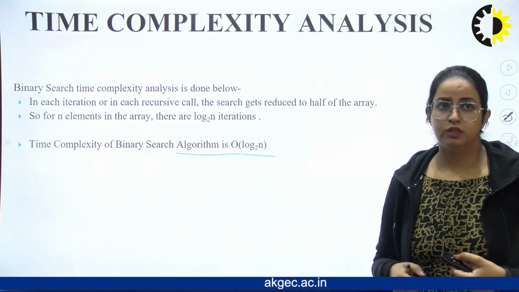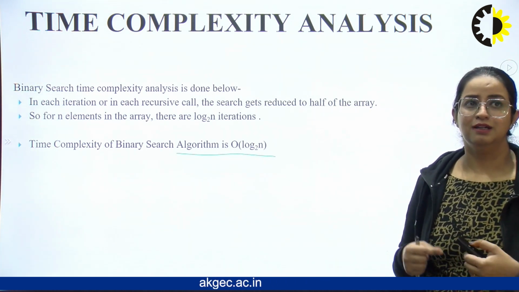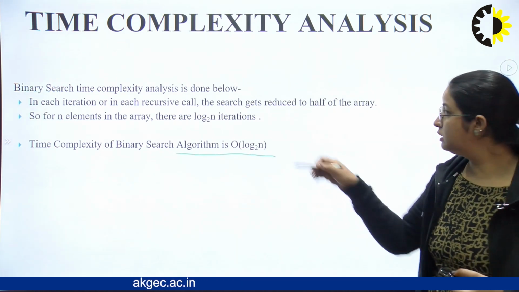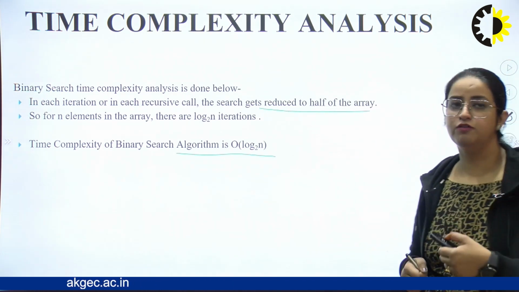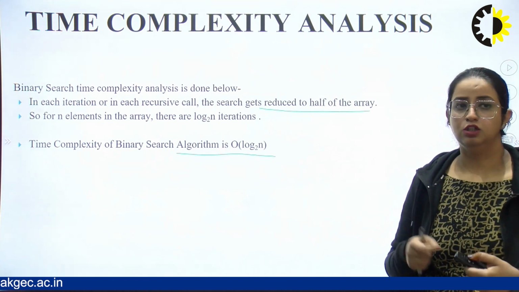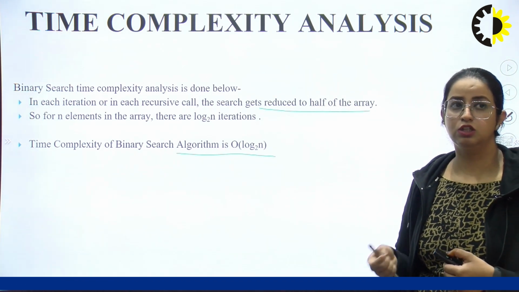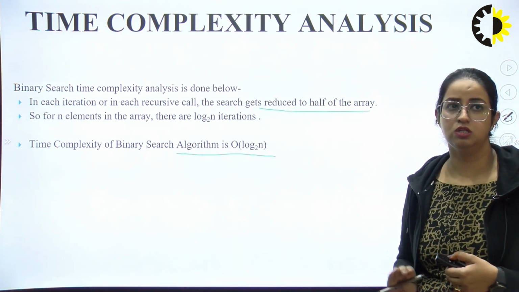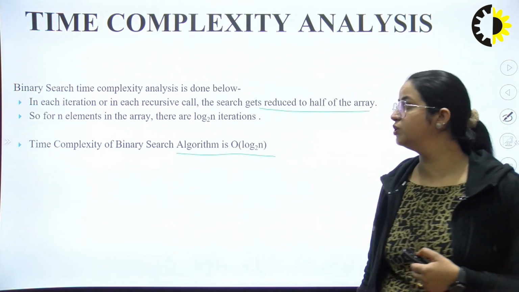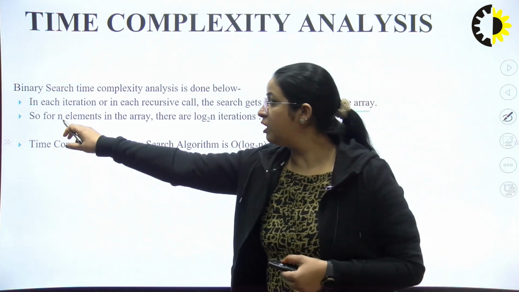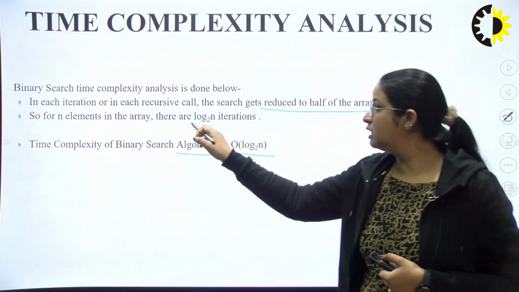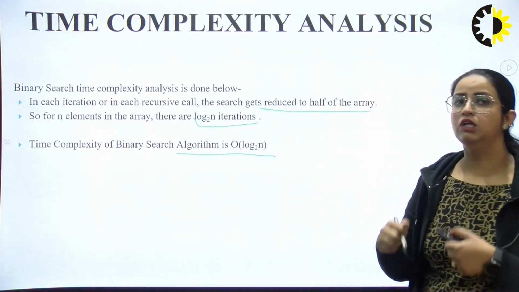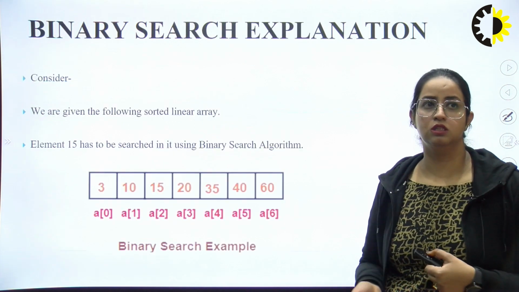And why does it reduce the time complexity? Because the number of elements is reduced to half each time. That means the execution is lesser than the linear search. That's why the time complexity is reduced here. That means for n elements we are basically doing log2 n iterations. So this is the answer.